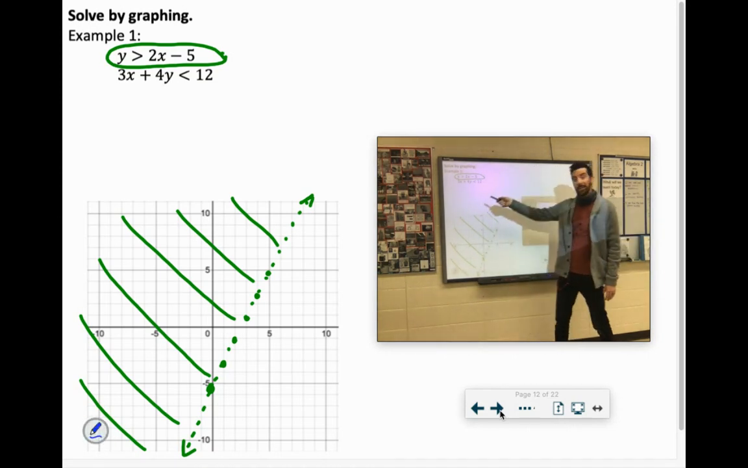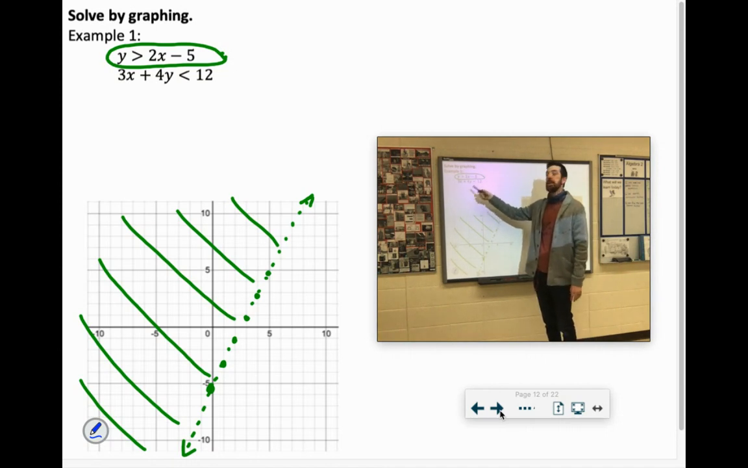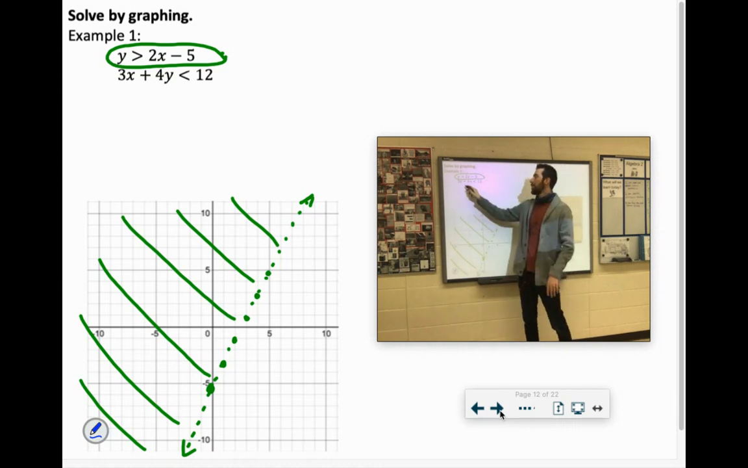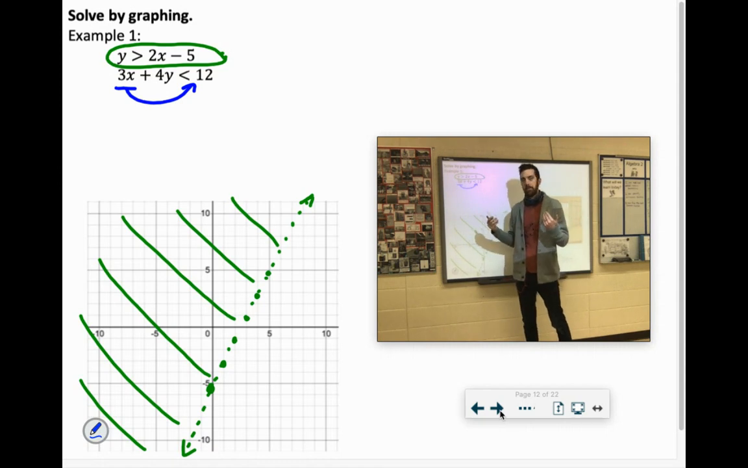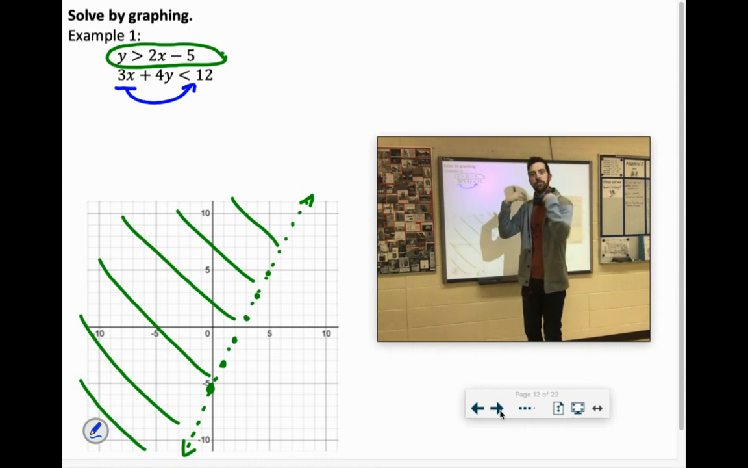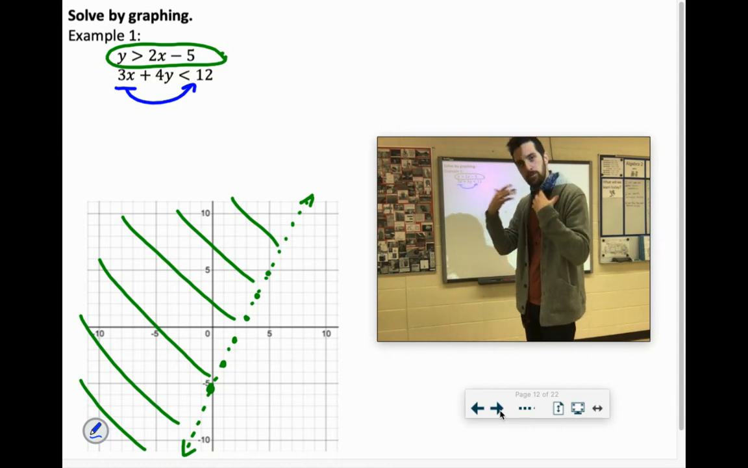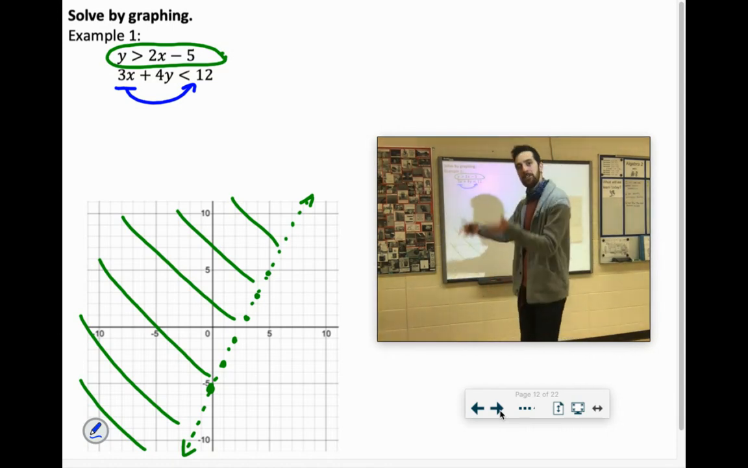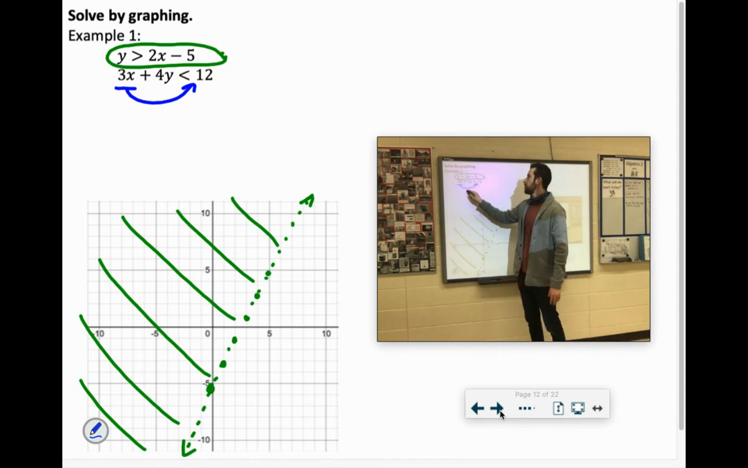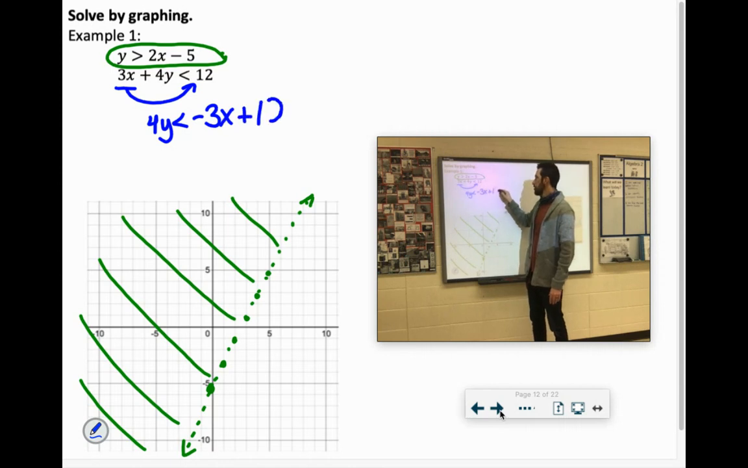So now the second line, 3x plus 4y is less than 12. We're going to have to manipulate that inequality a little bit. So the 3x has got to go to the other side. How do we move it? Remember, you're either adding it or subtracting it. To eliminate 3x, you would subtract 3x. So that's how we're going to get it to the other side. So we'll have 4y is less than -3x on the other side.